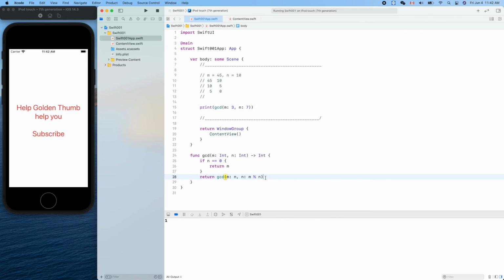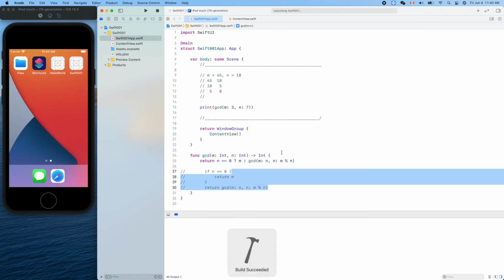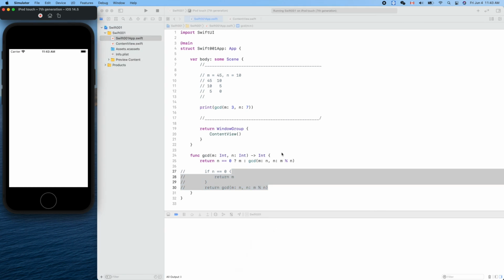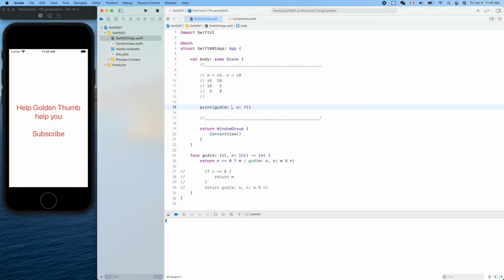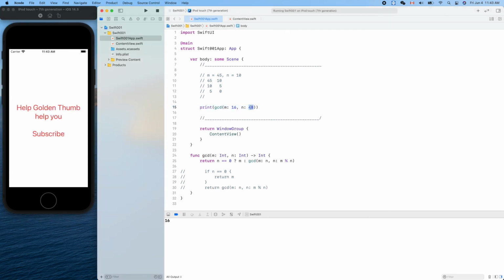Okay, to make ourselves look cooler, let's use a ternary, right, to do that. Remember the ternary, right? Return if that, right? We return m, otherwise we return this guy, right? So we can comment out that and test. One. Okay, let's try another one, like 16 and 24 or 48. Okay, run it. Oh, this will be 16. Yeah, what about 24? 24 is better.